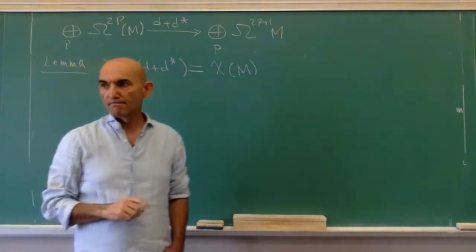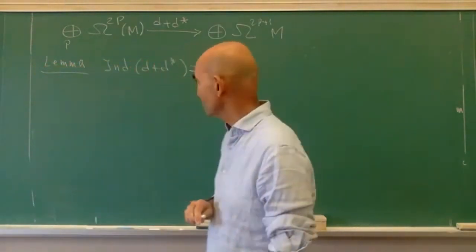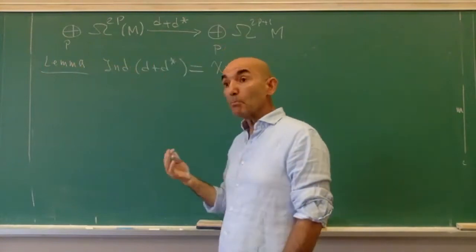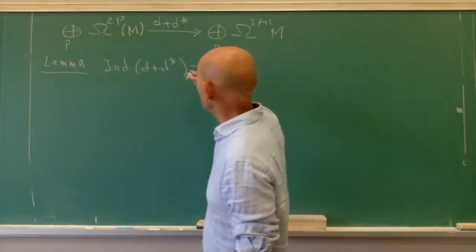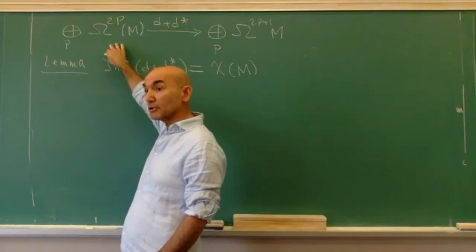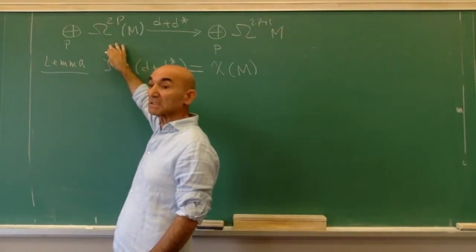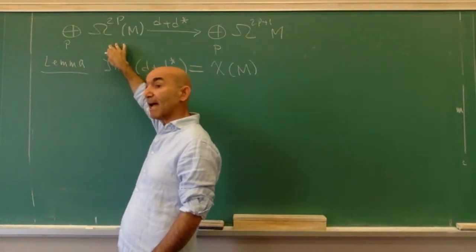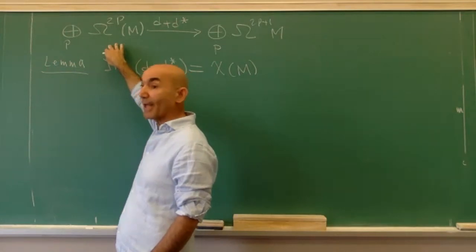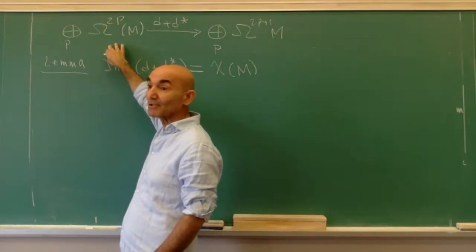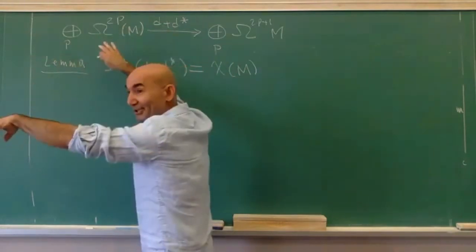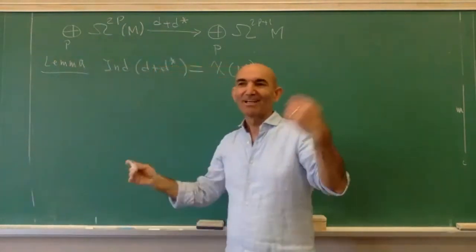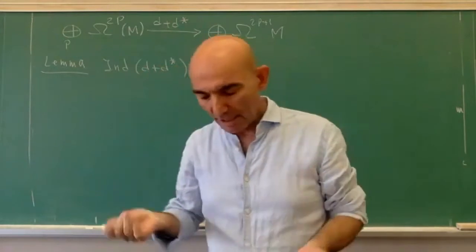You mean from some suitable completions of those two spaces? That could be, but I don't need that. I will prove that even without completion, if you look at just these C infinity forms as a vector space, indeed algebraically it is also Fredholm in the sense of my first lecture. So you can complete, you can do L2 theory.